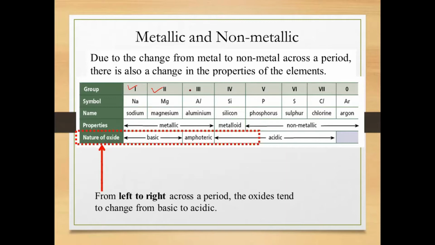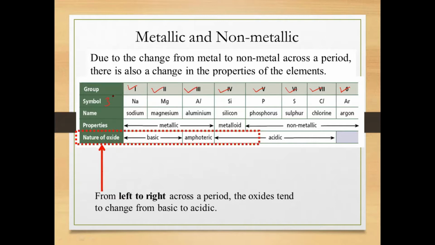You can see over here that group number 1 on the left hand side is based on metals, then group number 2 based on metals, then group number 3 based on metals. Then from group number 4 metalloids start. Then group numbers 5, 6, and 7 contain non-metals, and group number 8 contains non-metal gases. That means the metallic character of the periodic table decreases when we move from left hand side to right hand side.